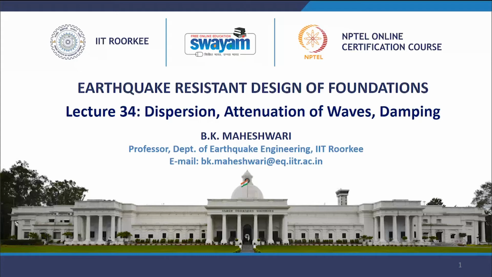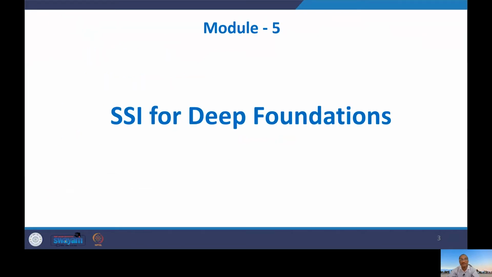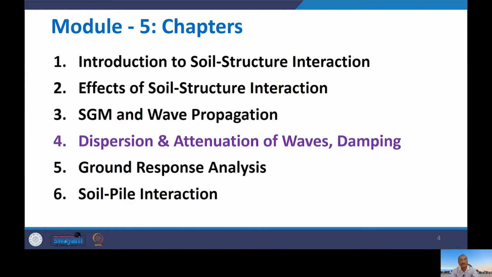When we talk about dispersion and attenuation, this will be about waves, and when we talk about damping, it will be both material damping and radiation damping. This is the 5th module of the course, on SSI. In this module, we have already covered 3 chapters: introduction to soil interaction, facts of soil interaction, and strong ground motion and wave propagation. In the 4th one, we are going to talk first about dispersion and attenuation of surface waves, and then damping.